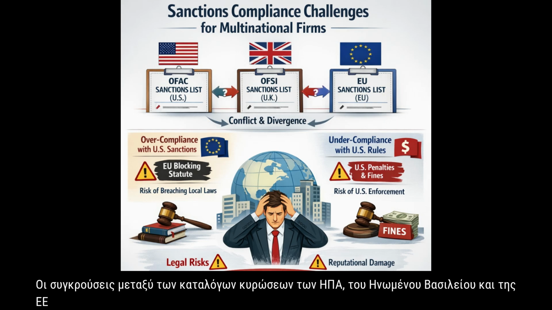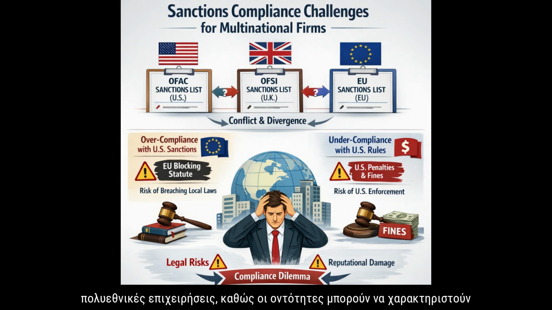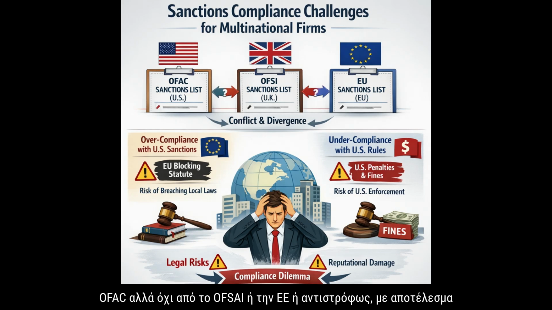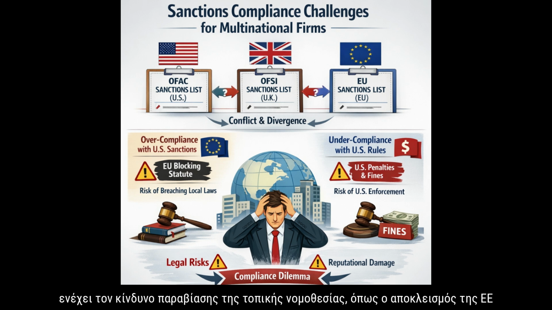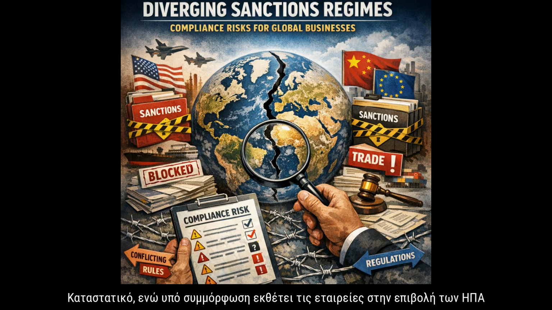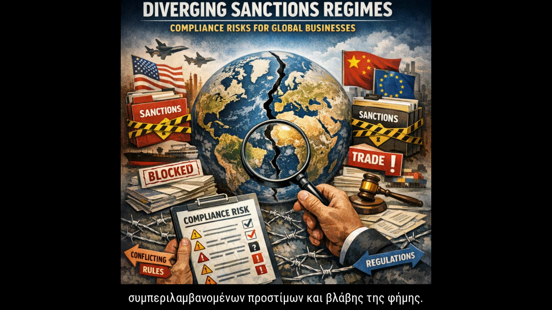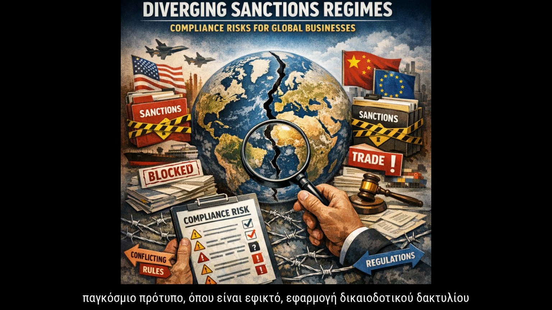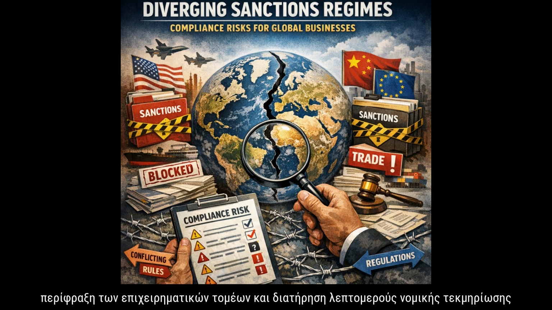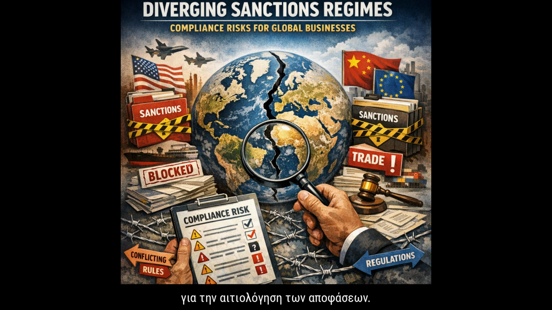Conflicts between US, UK, and EU sanctions lists create significant challenges for multinational firms, as entities may be designated by OFAC but not by OFSI or the EU, or vice versa, leading to conflicting compliance obligations. Over-compliance with US sanctions risks breaching local laws, such as the EU blocking statute, while under-compliance exposes firms to US enforcement actions, including fines and reputational damage. To navigate this dilemma, companies often adopt the most restrictive global standard where feasible, implement jurisdictional ring-fencing of business lines, and maintain detailed legal documentation to justify decisions.